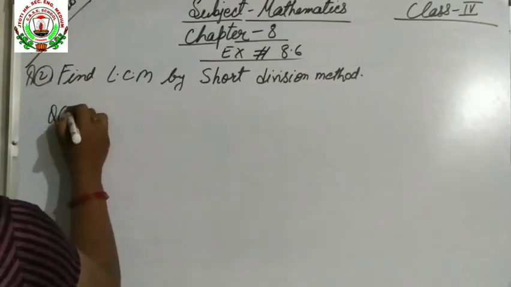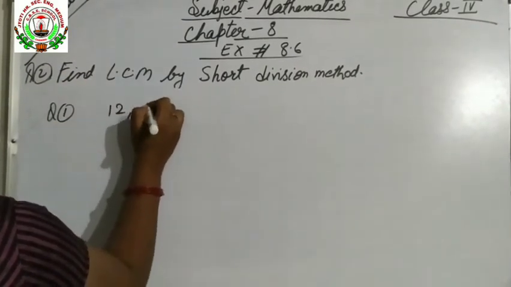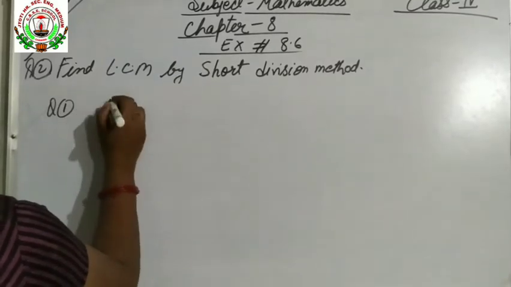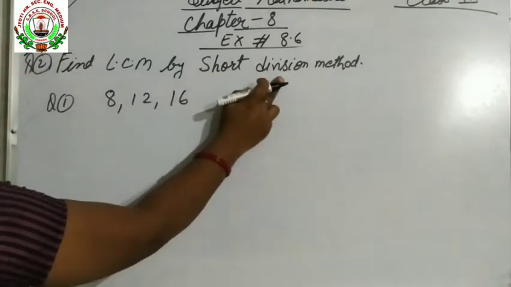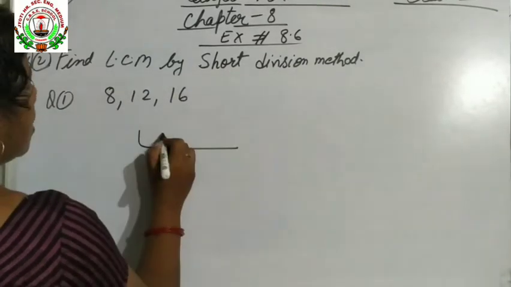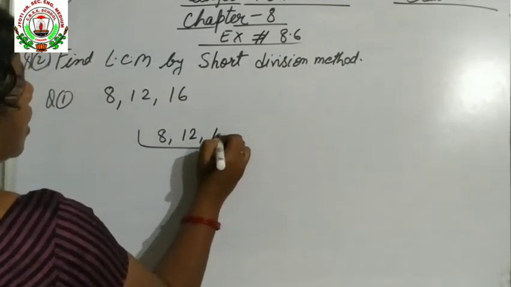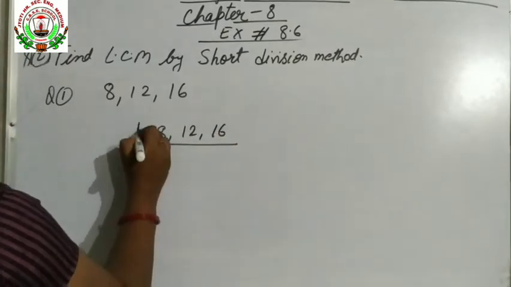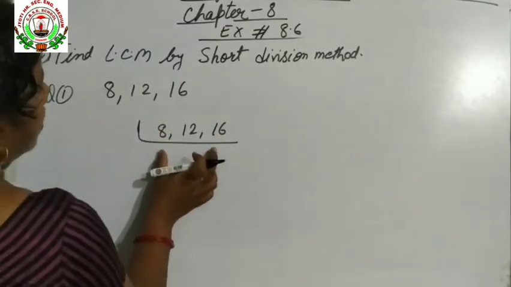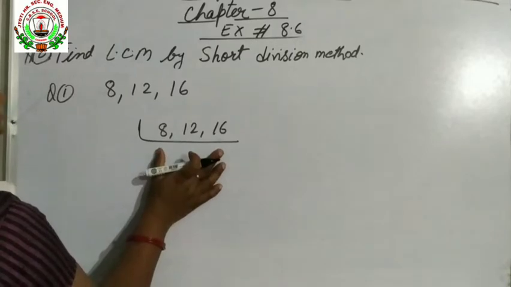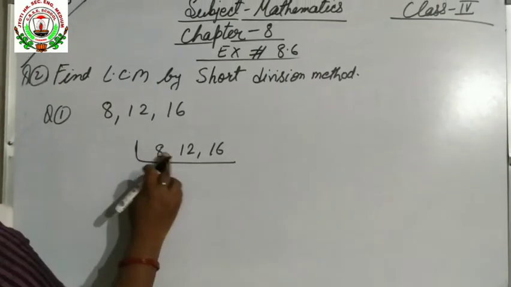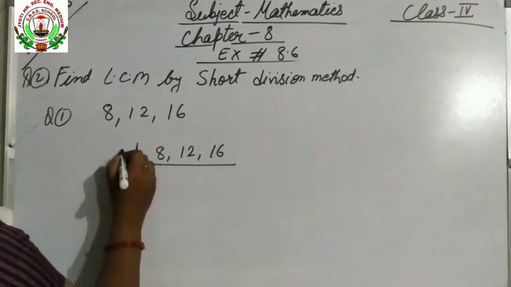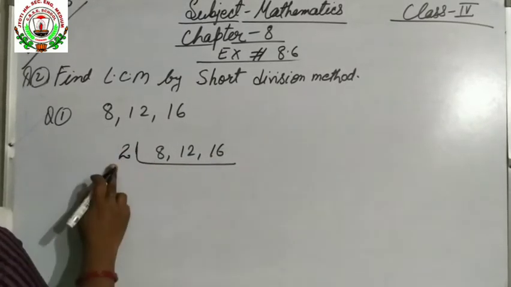Now we will take the same type of question. Suppose we take 8, 12 and 16. In the short division method, all the numbers we will take together. All the numbers you will write in this line. Now we will see if any 2 numbers or any 3 numbers are divisible by the same number, then you will take it. Look here, 8, 12, 16 all are divisible by the smallest prime number 2, so you will take 2.